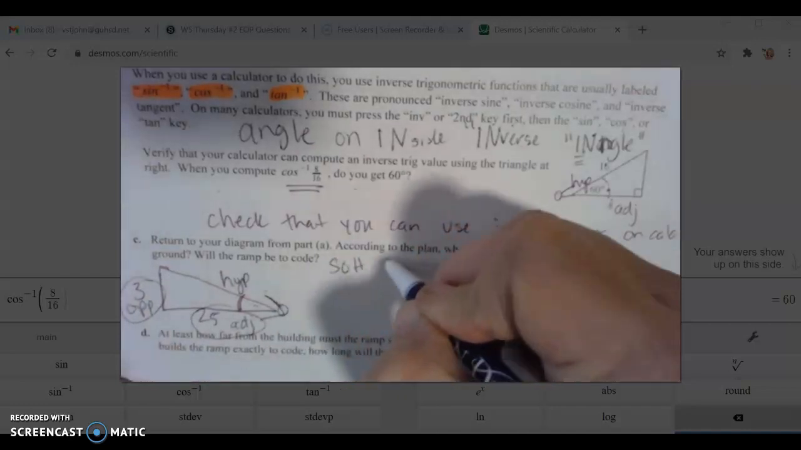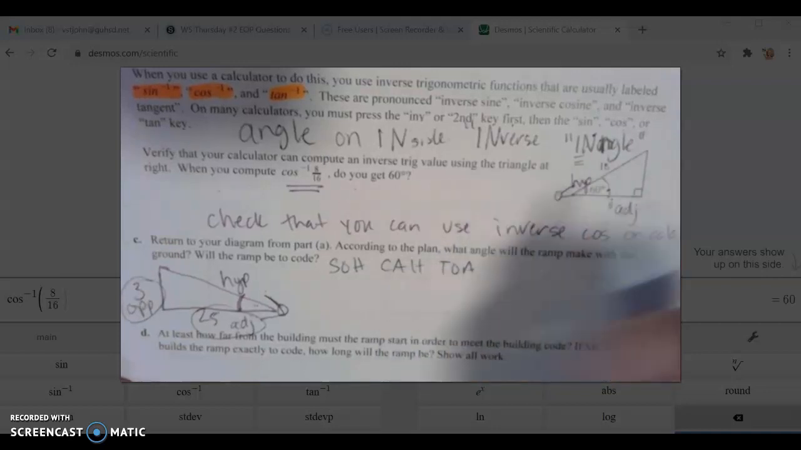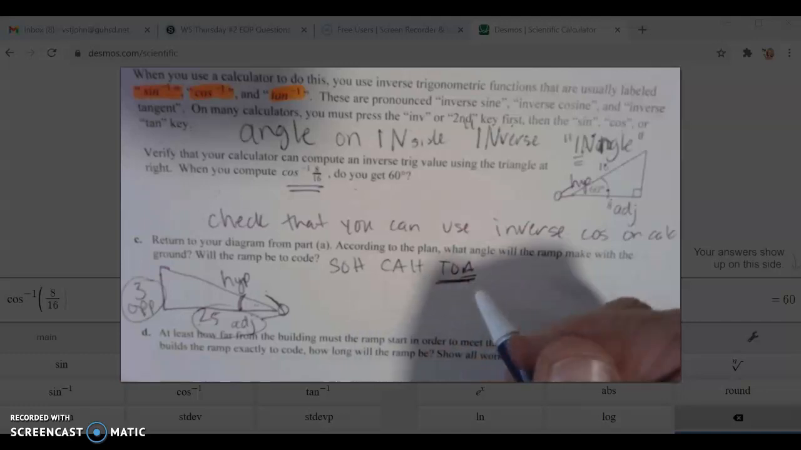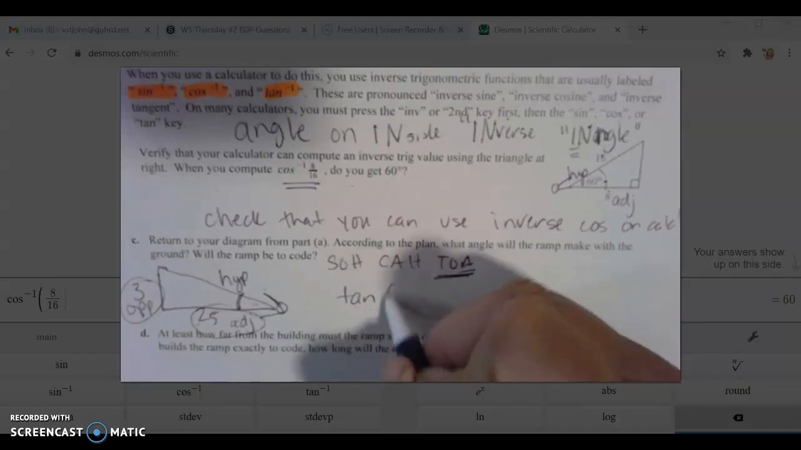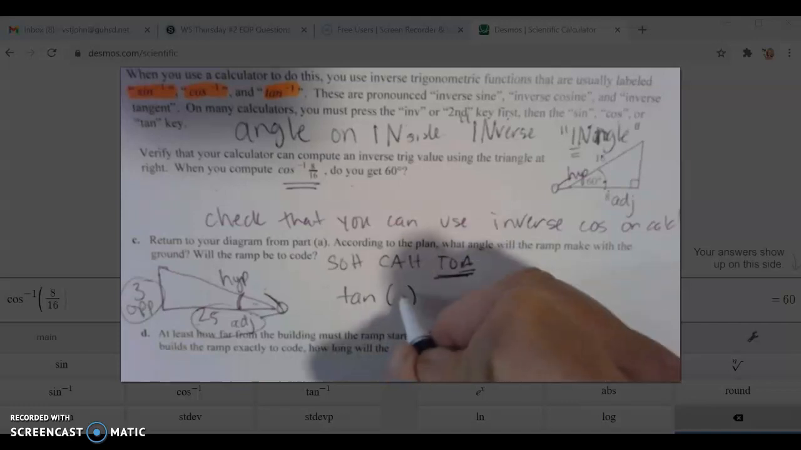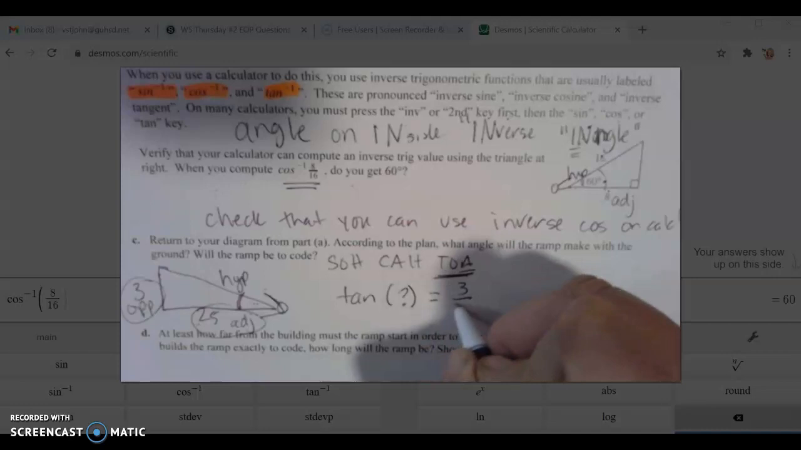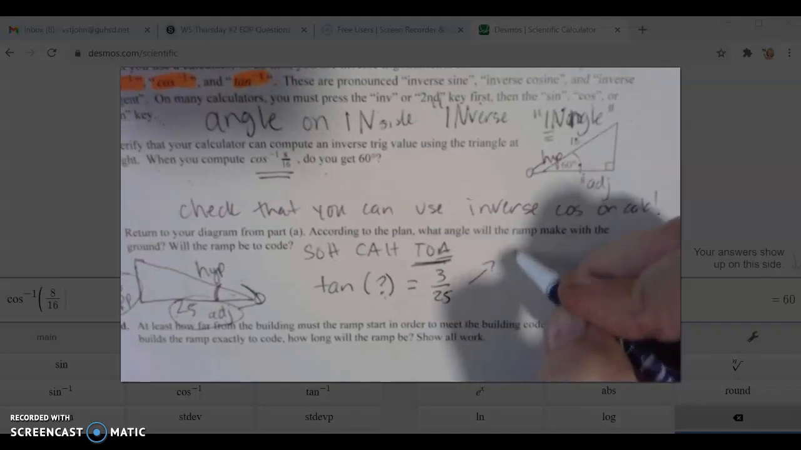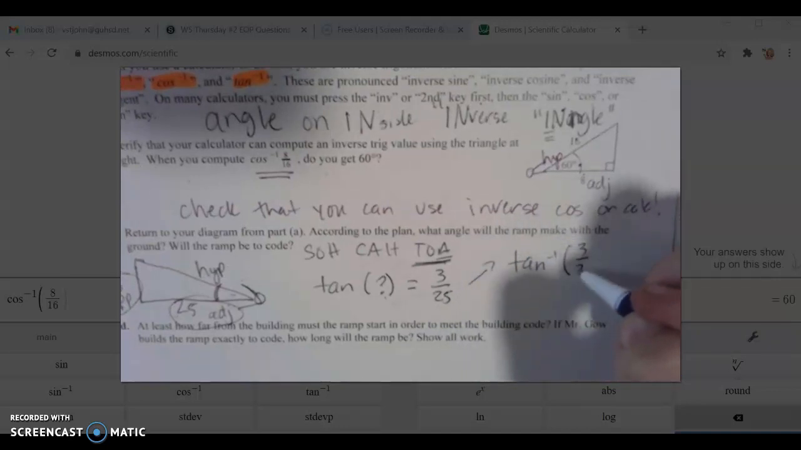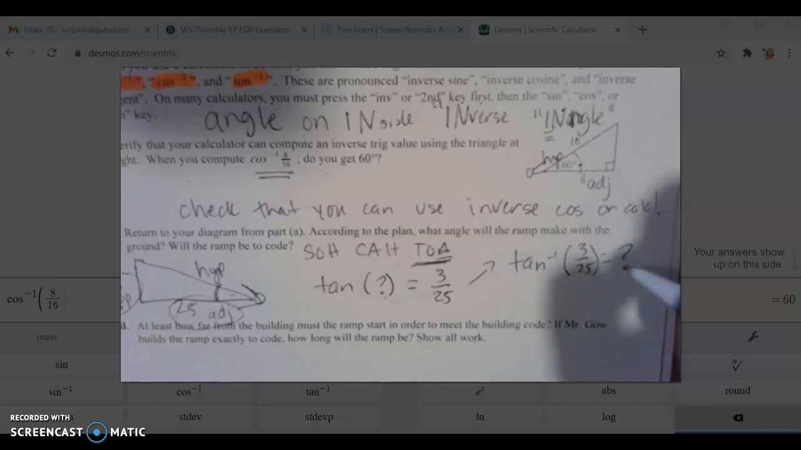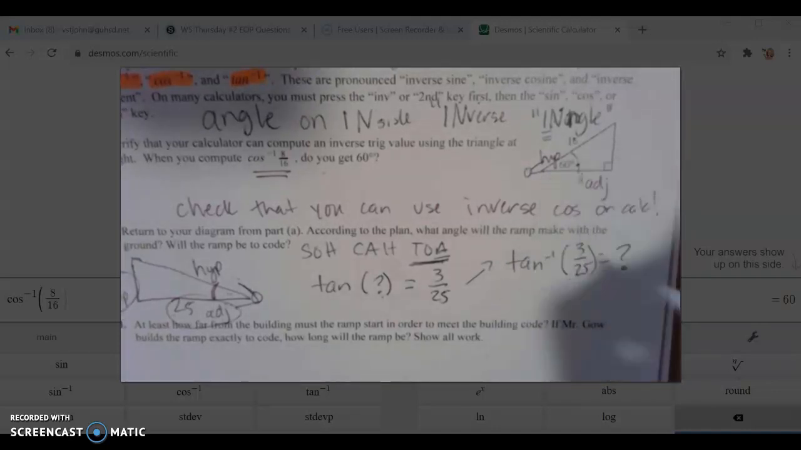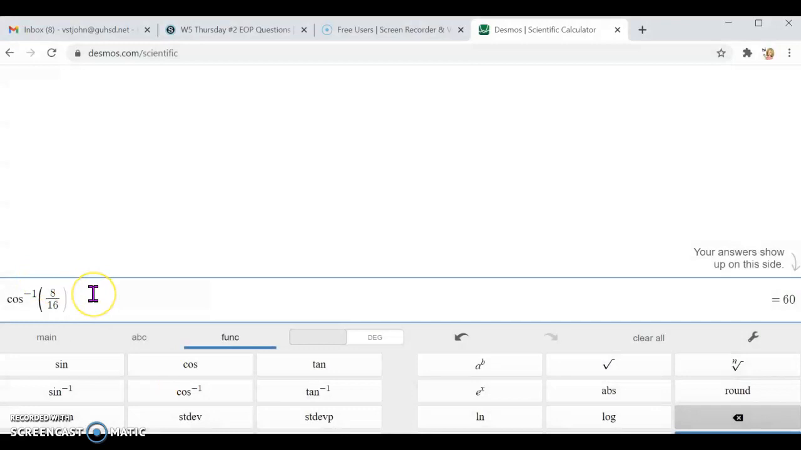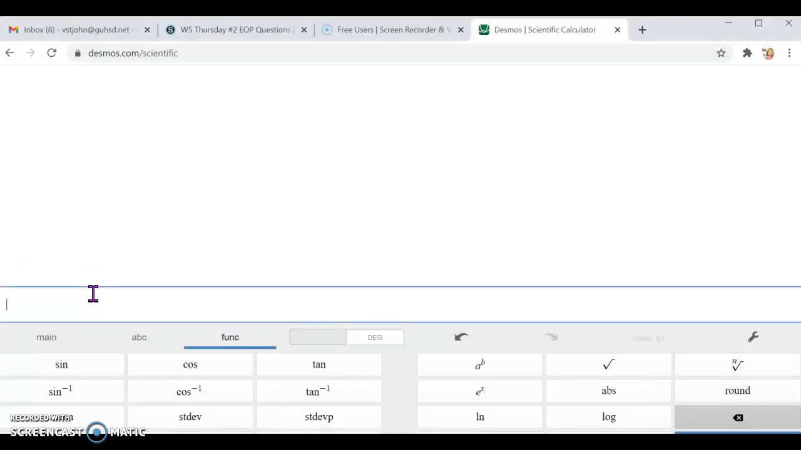So we can still use SOHCAHTOA. We have opposite and adjacent, so we're using tangent. We can set this up. Tangent of, we don't know what the measure of that degree is. That's what we want to find out. But we do know it equals 3 over 25. If you don't know what the angle is, then you switch it up, and it's written as inverse tangent of 3 over 25 equals the unknown. This is a 25.